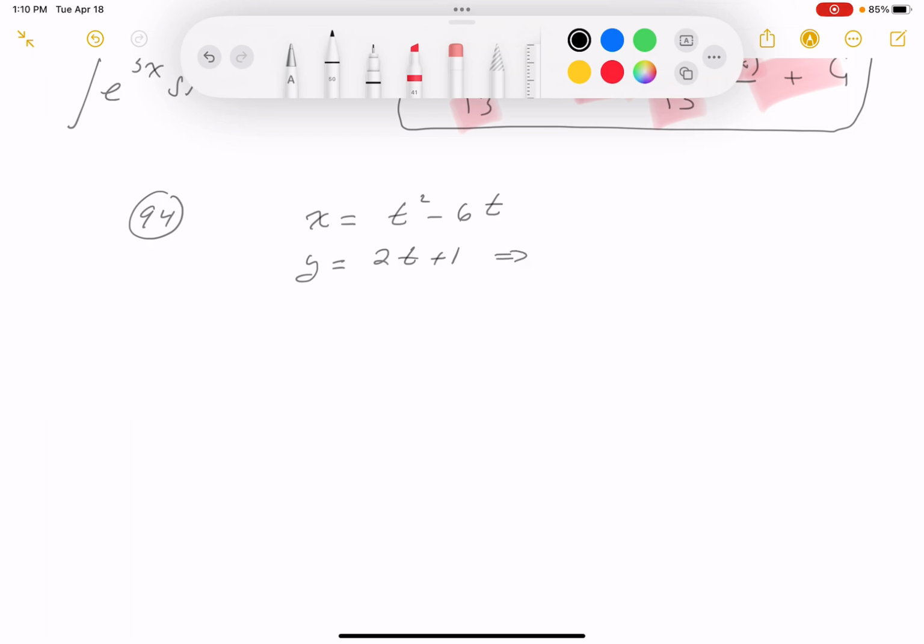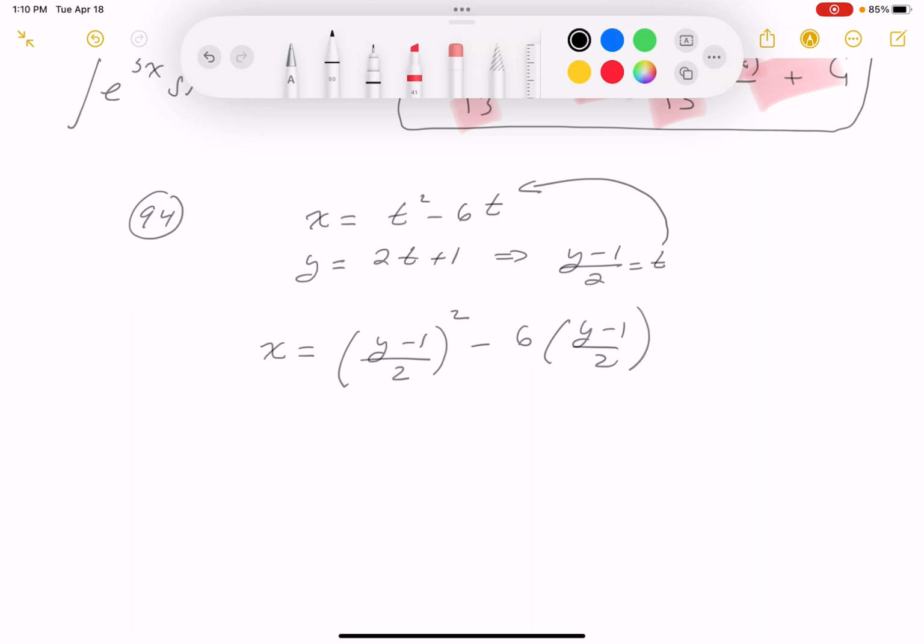So what would I get over there? I would get y minus 1. I take 1 from both sides, and then divide through by 2. And that gives me t. And what I'm going to do is take this t and plug it back up here. And what do you get? You get x equals (y minus 1 over 2) squared minus 6 times (y minus 1 over 2).